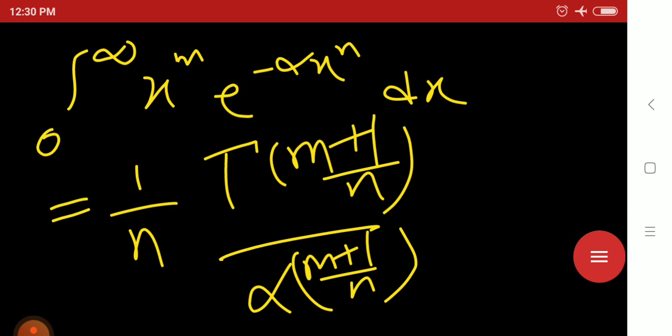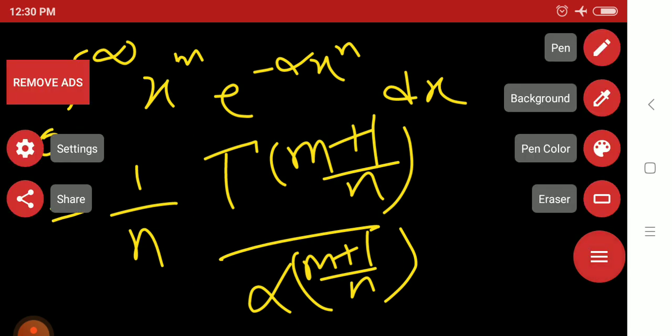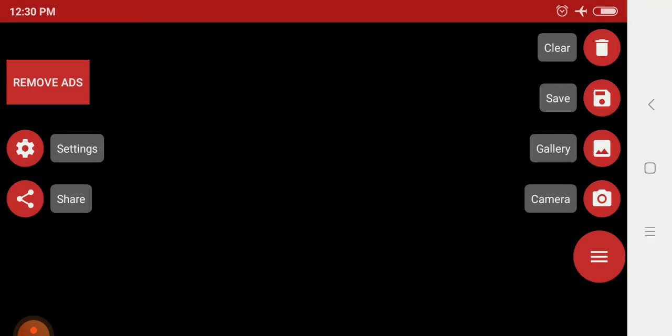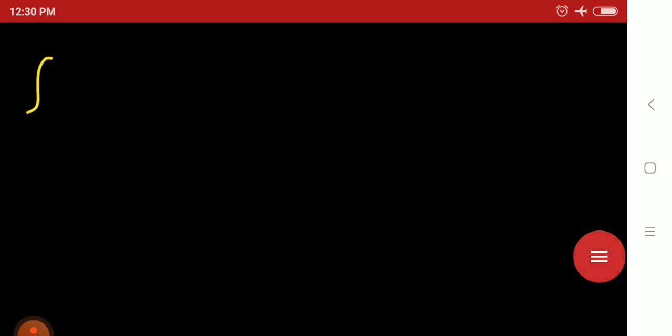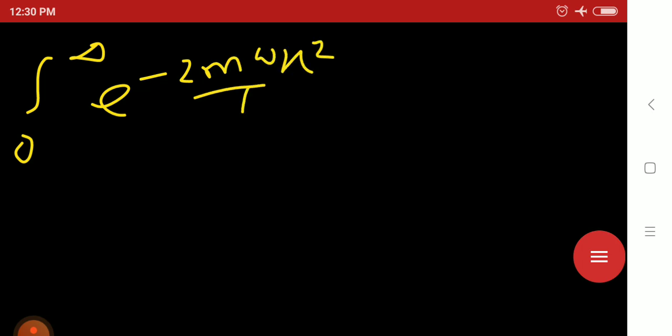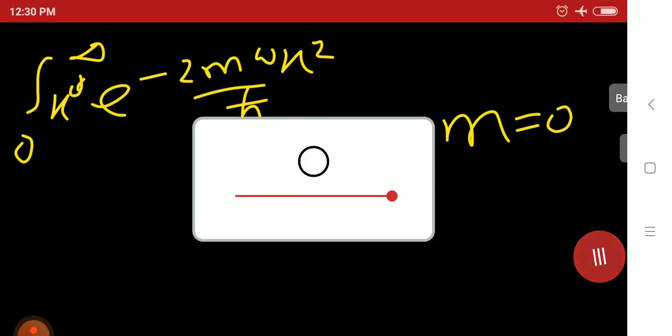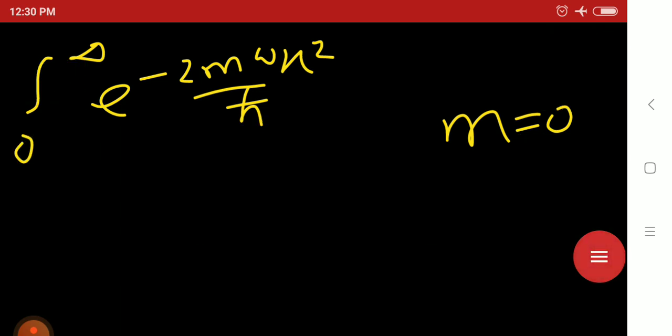So from that integration, we conclude with the e to the power minus m omega x square by 2 h cut relation, 0 to infinity e to the power minus 2m omega x square by h cut, you can conclude that m value is 0 because no x term is there, x to the power 0. We can write x to the power 0 means what? X to the power 0 means 1. So just ignore it. So m value is 0.